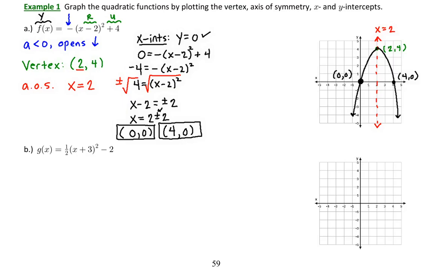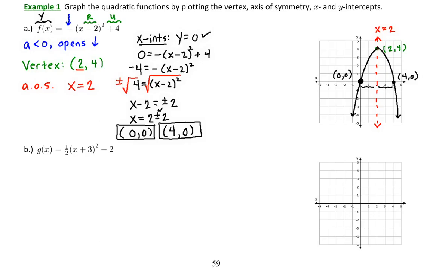And do observe that both of my x-intercepts are equidistant from that axis of symmetry. And don't forget, you can certainly check the graph with your calculator and verify your points from the table. Let's practice this again on example B.